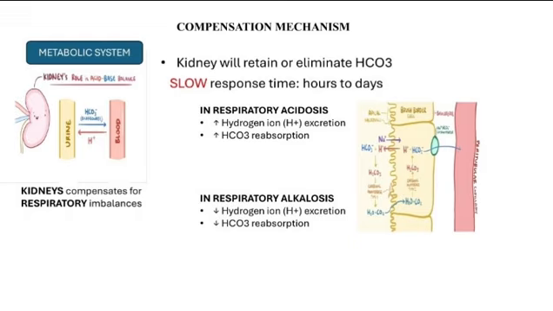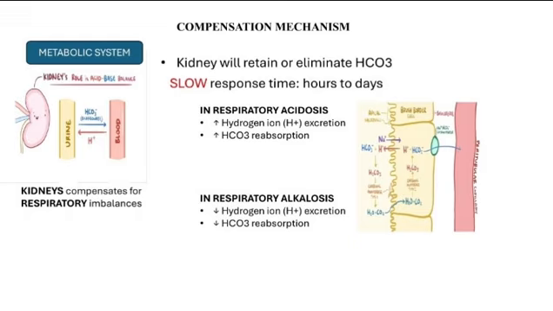First, in the case of respiratory acidosis, meaning too much acid in the blood, due to the respiratory issue, the kidney responds in two ways. The first is it increases the excretion of the hydrogen ion in the urine. This helps remove acid from the body. Second, it increases the reabsorption of bicarbonate back into the blood. Bicarbonate is a base, so bringing more of it back into the blood helps to neutralize the excess acid.